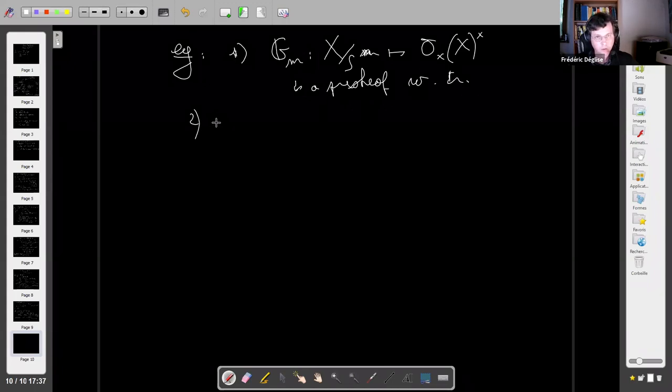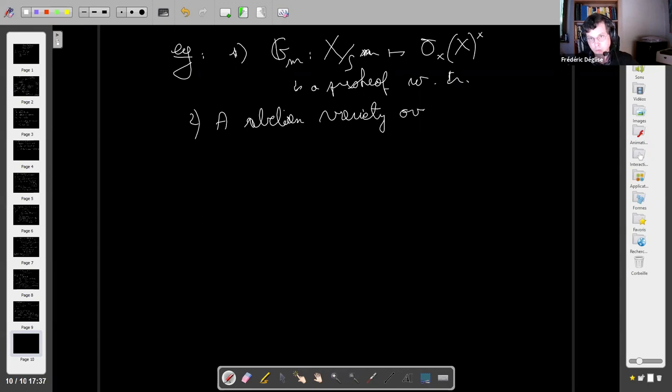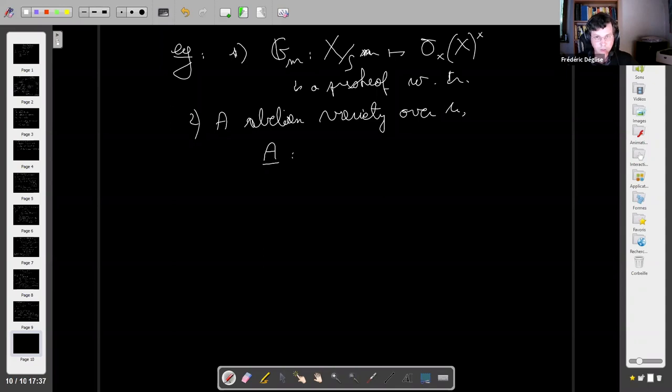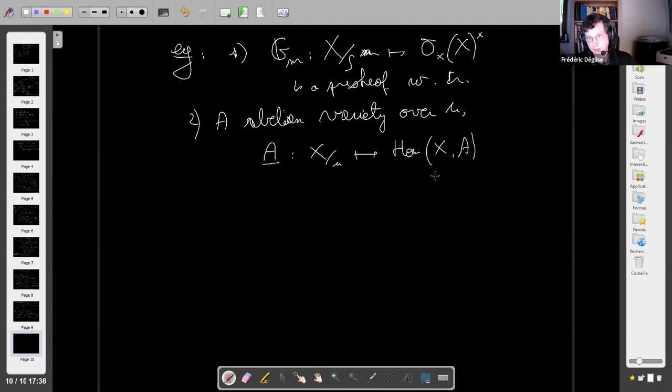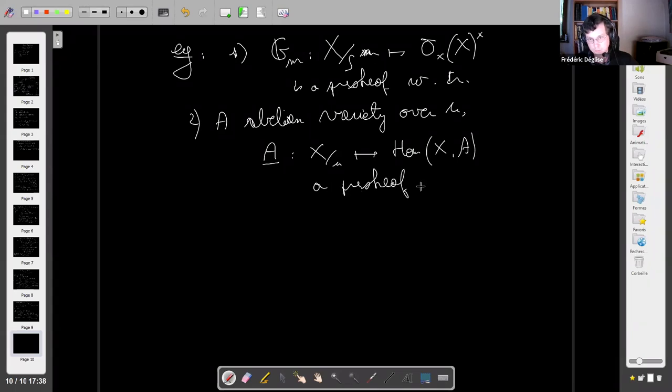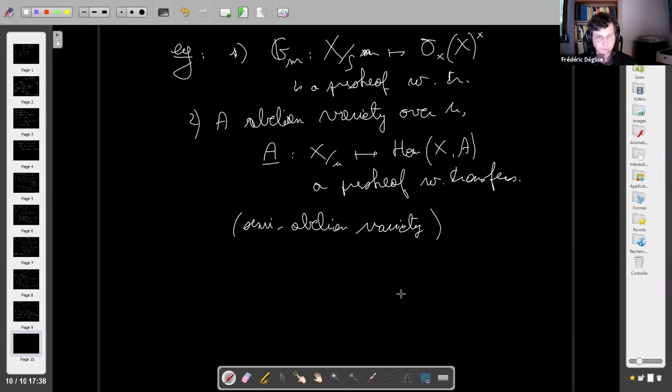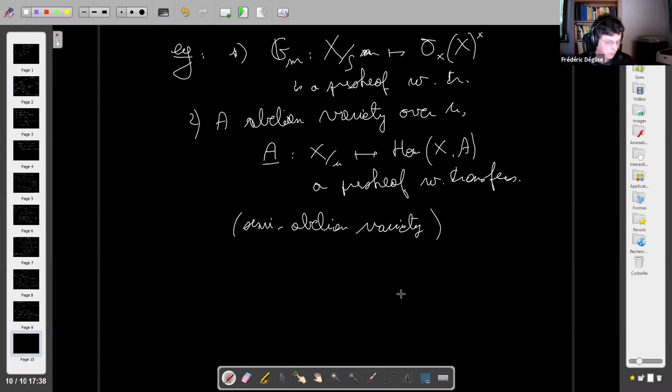I'm not sure it's necessary, but if A is an abelian variety over K, then the sheaf, which I will denote by A underline, which to X over K maps to just the morphisms of schemes from X to A, is actually a presheaf with transfers. Actually, it works for any commutative group scheme, even group schemes, actually. And it works also for semi-abelian varieties, just for those who know. Semi-abelian varieties are an extension of a torus by an abelian variety. Okay, so these are important particular cases of presheaves with transfers.